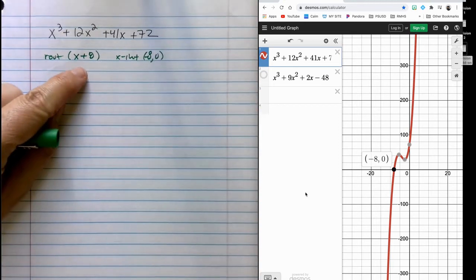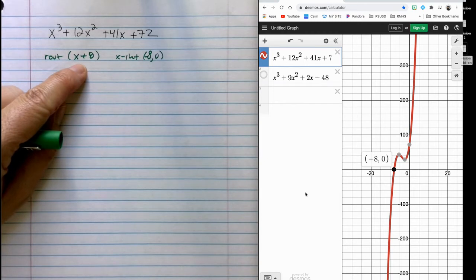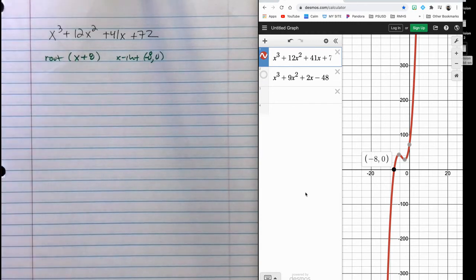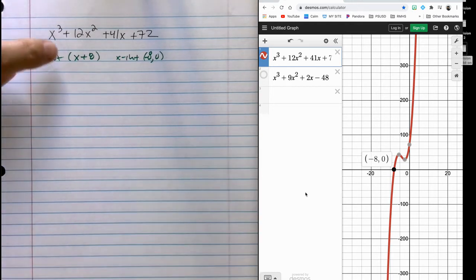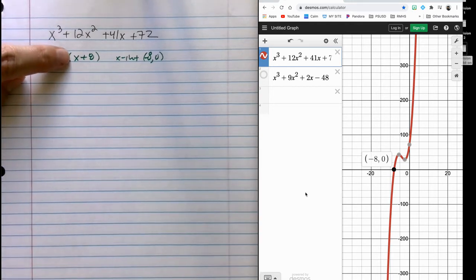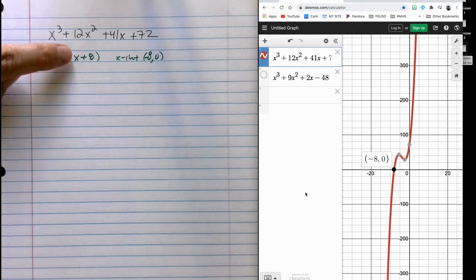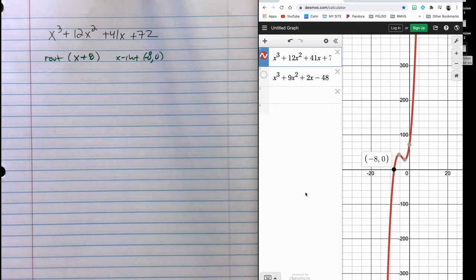So what we're going to do this time, though, is instead of taking the root and doing long division, I'm going to show you how you do synthetic division. Synthetic division works really well here when you have a 1 as a coefficient on your x term. If you don't, then I recommend using long division. How do we set up synthetic division?